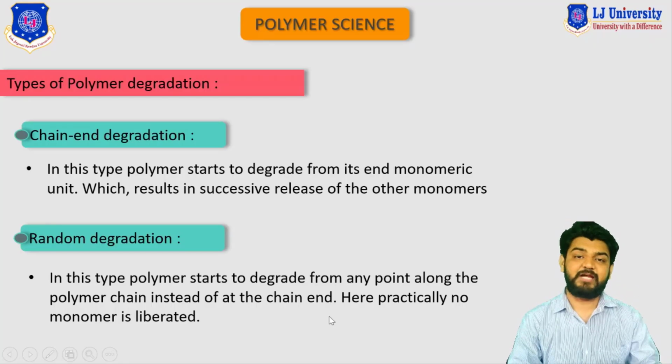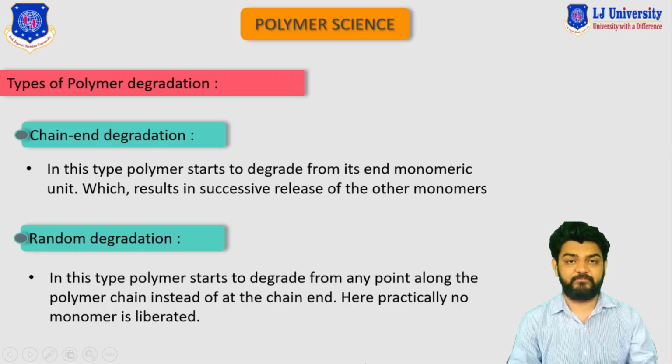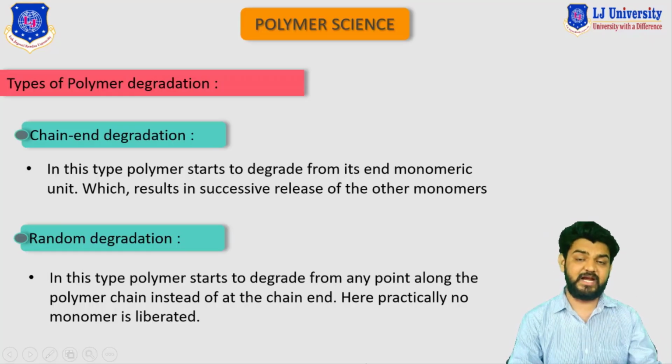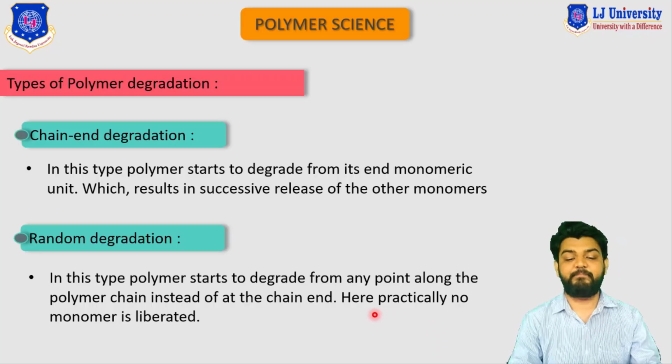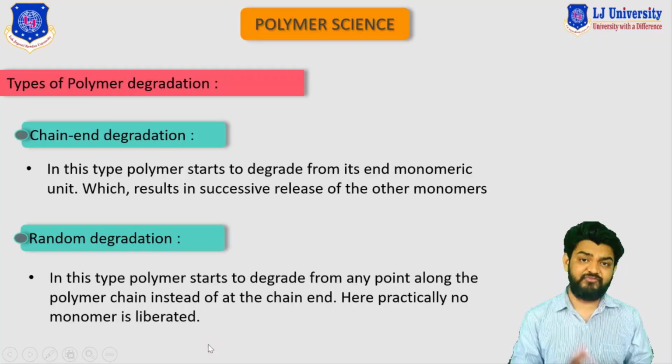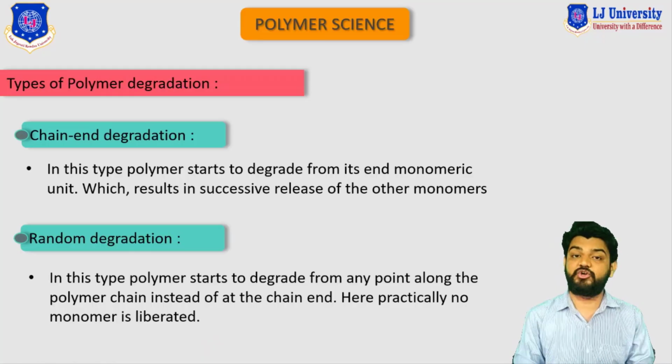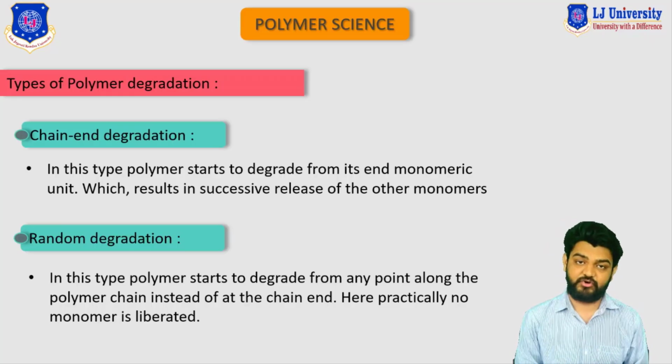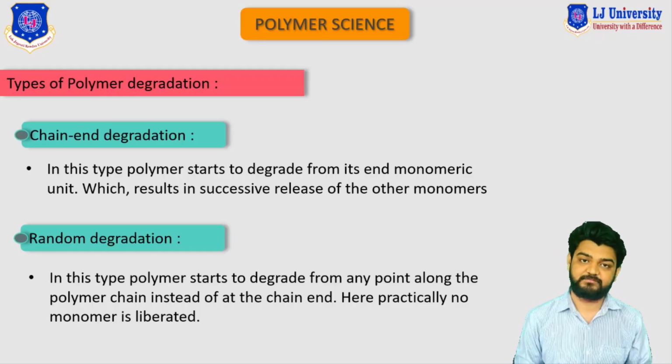That means in the random degradation process, practically no specific monomer is liberated or detached. There is a group of monomers that detach from this type of random degradation process. We will understand that when we see the random degradation process in depth.